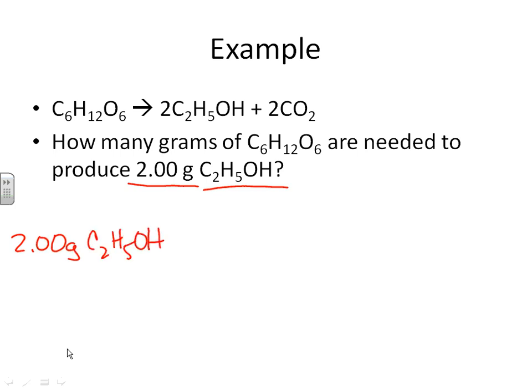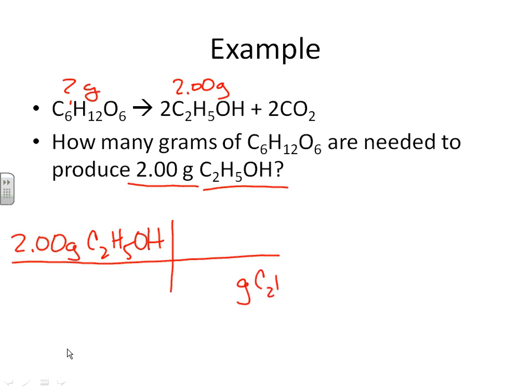It's giving us the 2 grams of this thing, and it's asking us how many grams of the C6H12O6 I need to get the 2 grams of the ethanol. So we're going to start our T-chart here. We're going to start our dimensional analysis here. And as always, first step, mass into moles. So grams of C2H5OH.